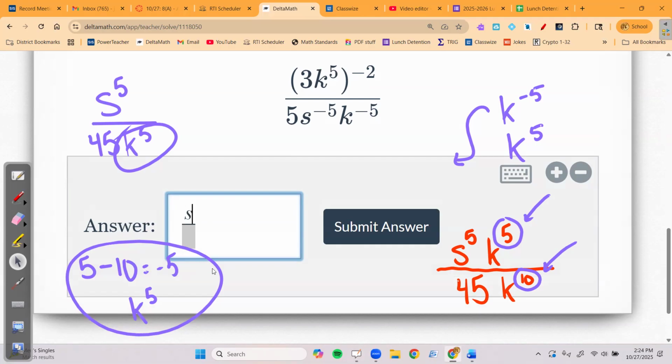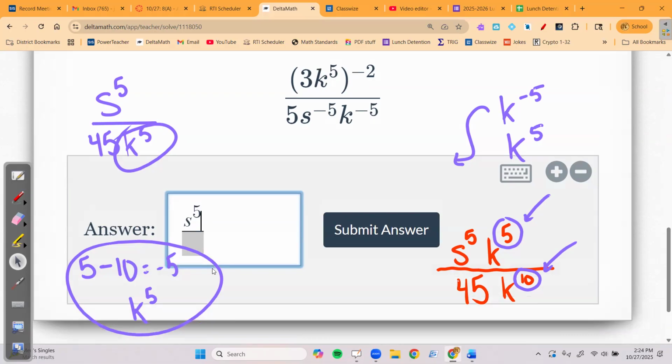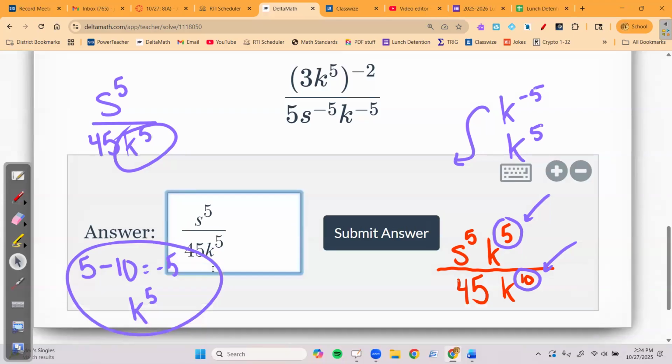So I'm going to type in S to the 5th power, and then I'm going to go to the bottom of the fraction and do 45K to the 5th. Like that.